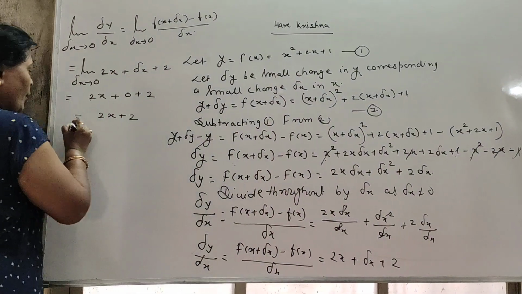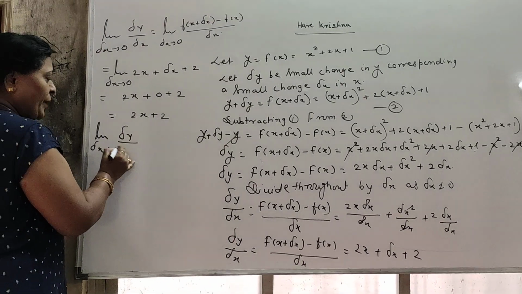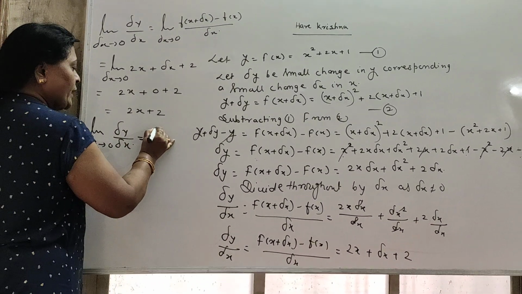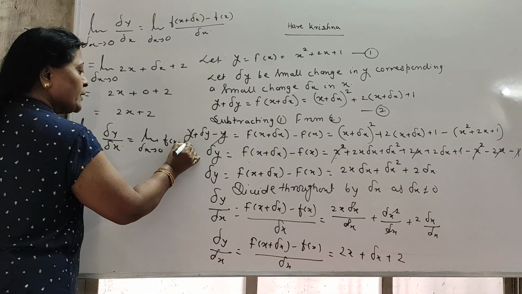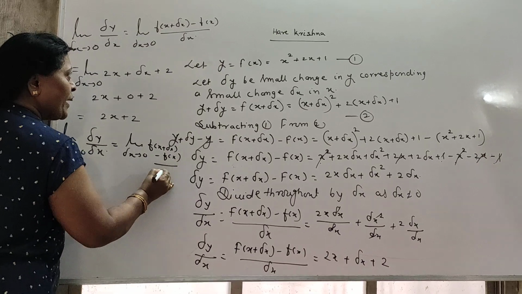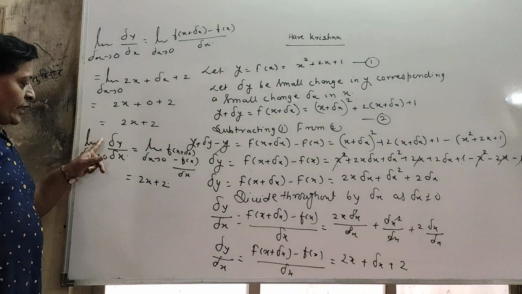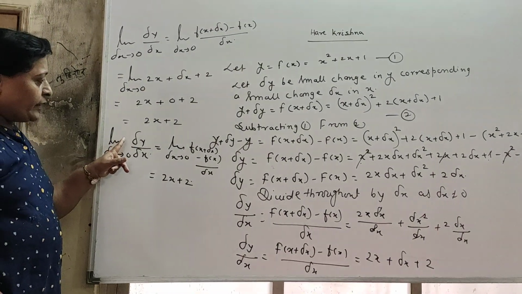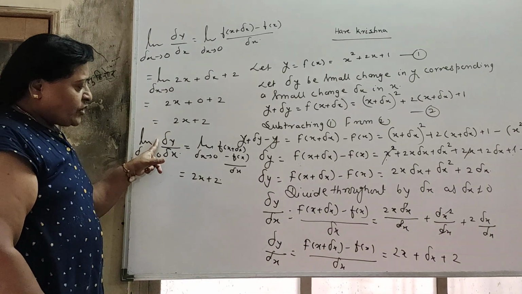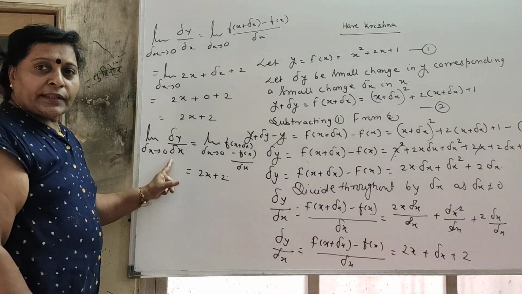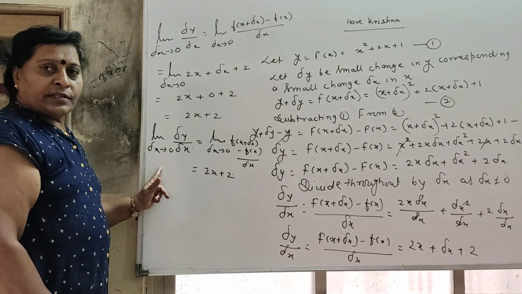Right? So the actual definition of a derivative you can define as the limit as del x tends to 0 of del y divided by del x, is equal to the limit as del x tends to 0 of f of x plus del x minus f of x divided by del x. It is equal to 2x plus 2. Now I am going to define the derivative. Del y is nothing but the change in the value of y, and del x is nothing but the change in the value of x. Their ratio and its limiting position is called a derivative.